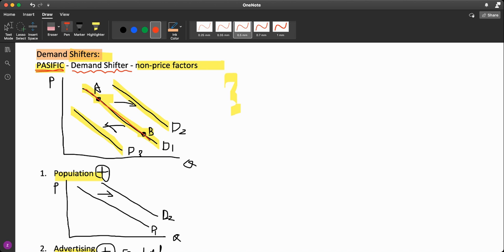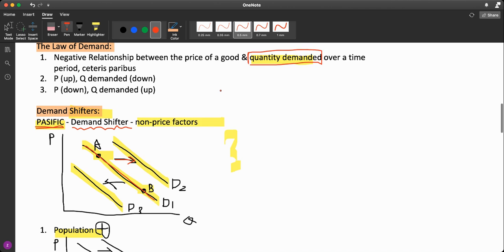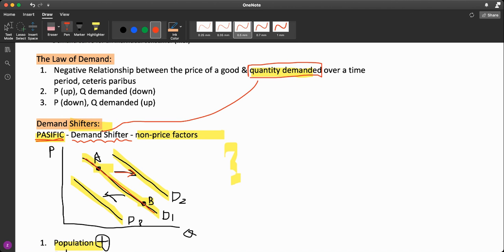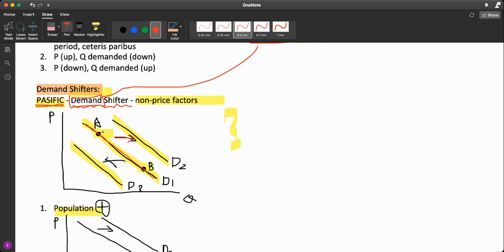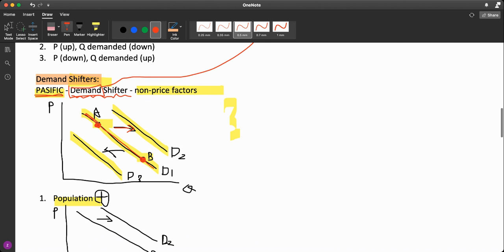Noting that here, this time I'm using the word demand rather than quantity demanded. I remember last time I briefly mentioned the distinction between these two concepts, but let me state it again. For quantity demanded, I'm talking about a particular point on the curve, for example, A or D, as you can see here. And for demand, I'm talking about a collection of different points, and that's the entire demand curve. And again, PASIFIC are the non-price factors that contribute to the entire shift of the demand curve.